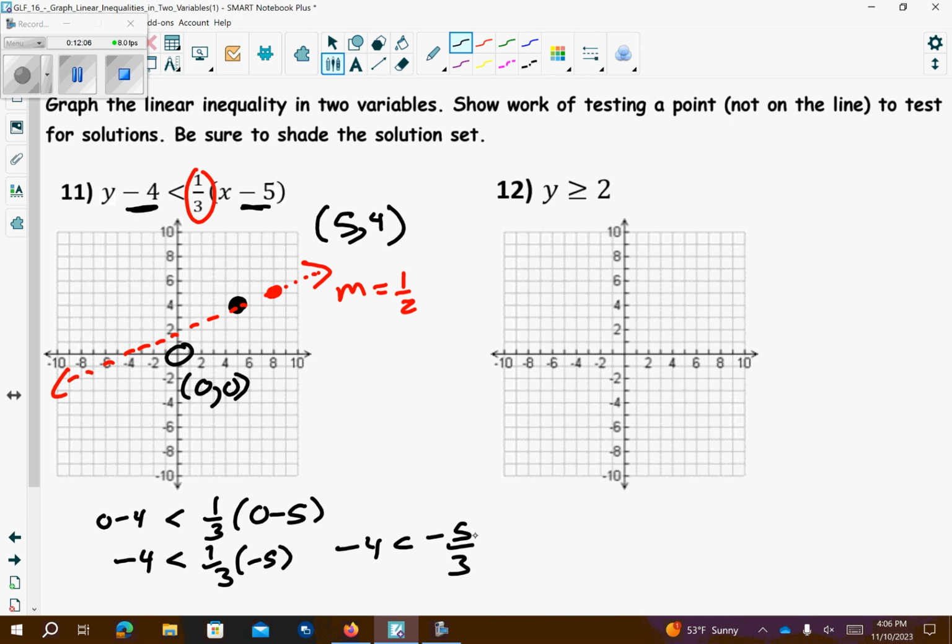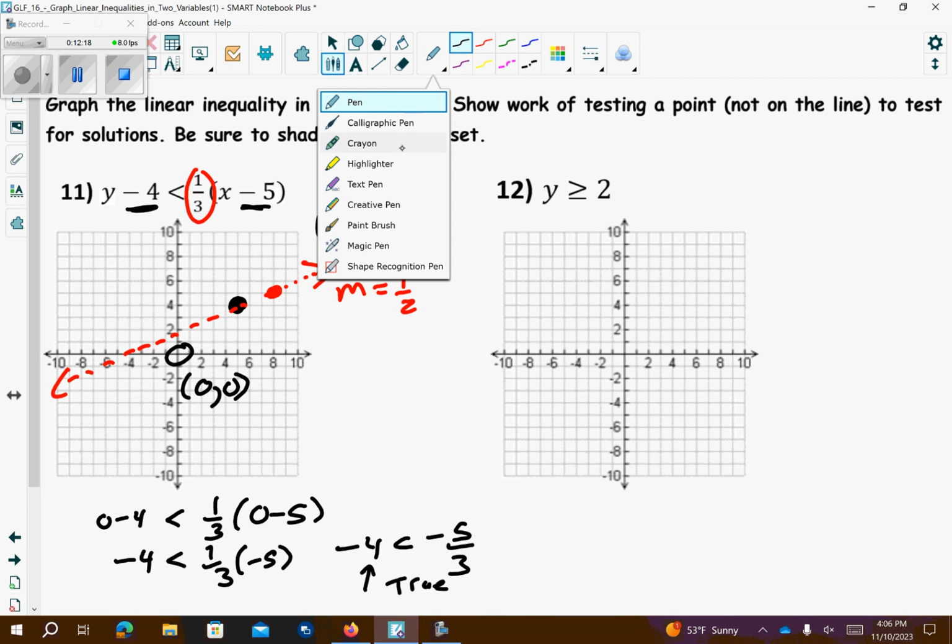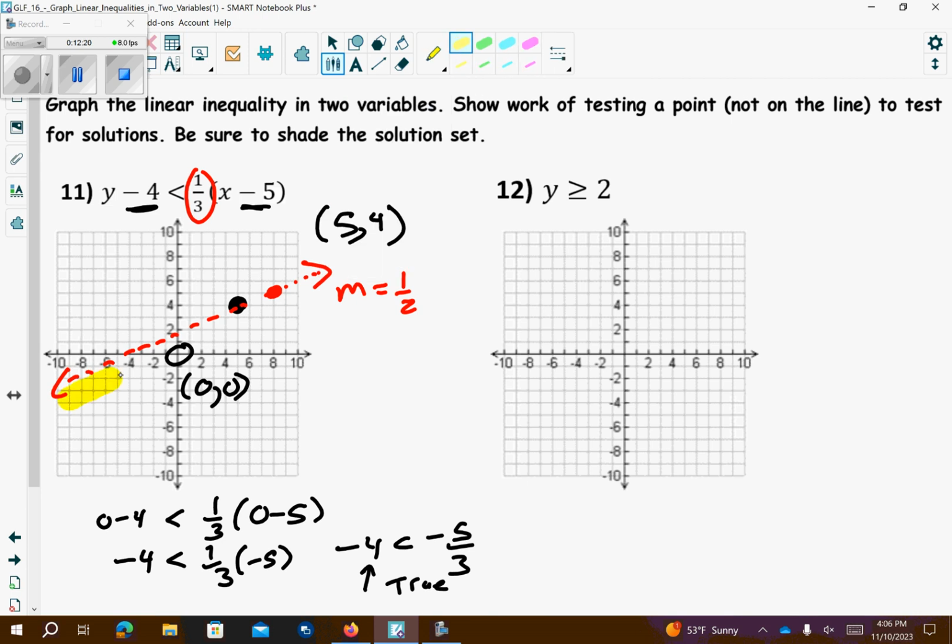Negative 4 is indeed less. This is negative 1 2/3. This number here, negative 4, is further to the left. So this is true because it's further to the left. That means I'm going to shade the region that the 0, 0 is on. So it's down here. Again, the 0, 0 is called the test point. If our line went right through 0, 0, we pick something else. So other test points that might work are like 10, 0 or 0, negative 10. I bet you those could work in a lot of cases.